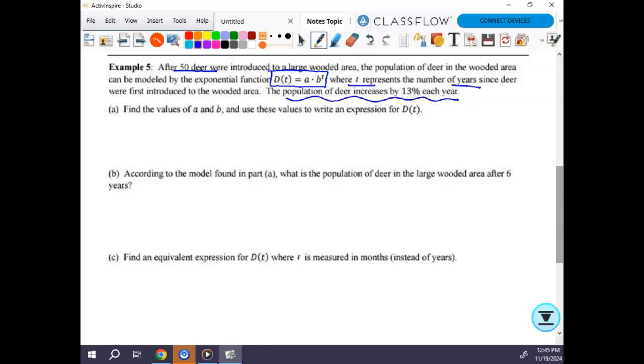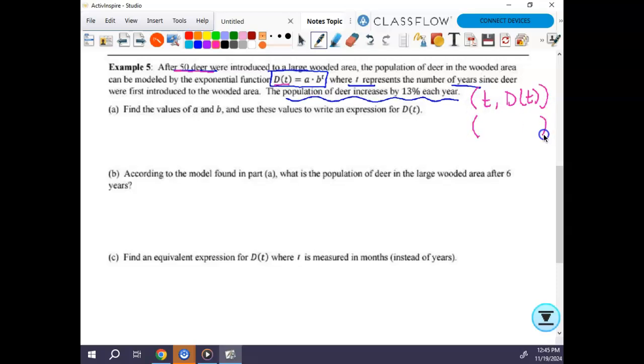So we've been writing these equations by finding two equations using two ordered pairs. I don't think there's enough information up here for two ordered pairs. Could we get at least one ordered pair out of this information? What would that ordered pair look like? First of all, is this 50 deer an input or an output? Output. Because T is the input, D is the output. So we have T, D of T, right?